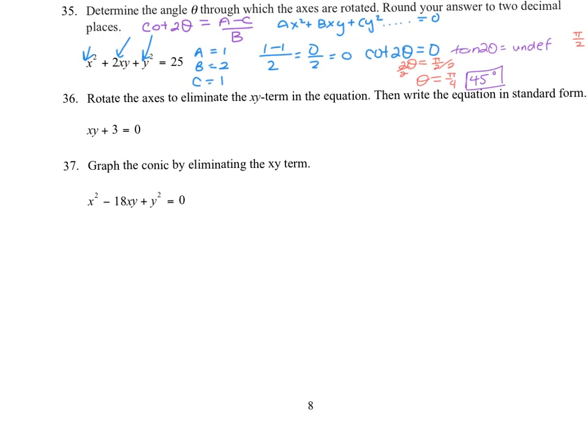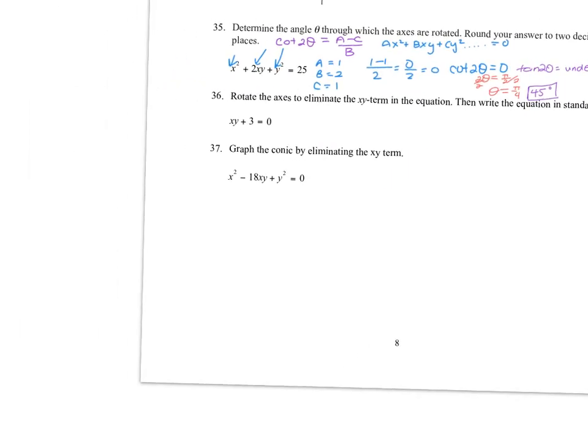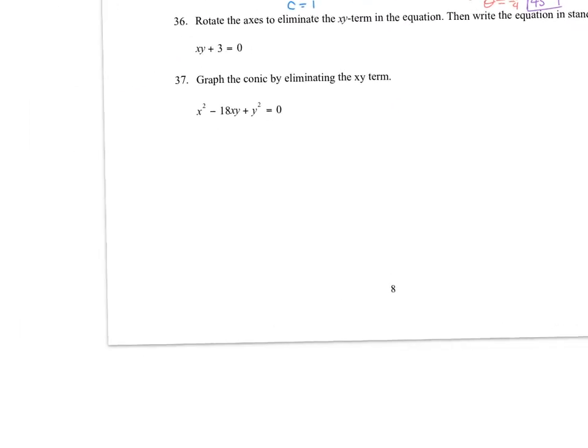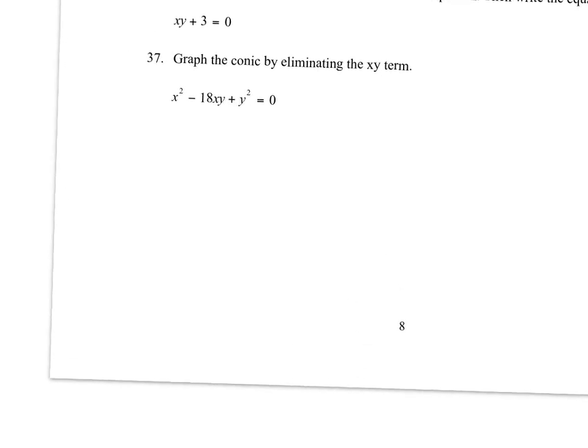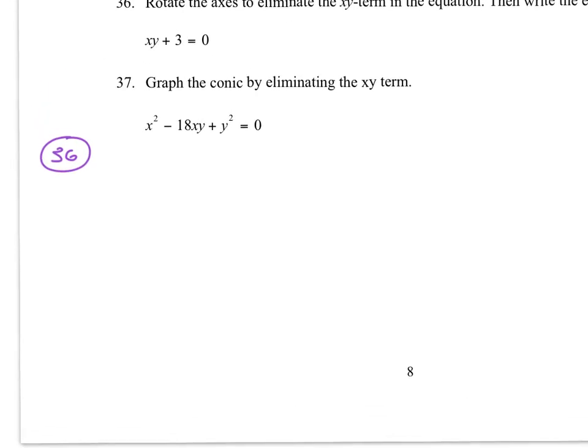The next one says rotate the axis to eliminate the xy term in the equation, and then write the equation in standard form. So now I'm going to do 36 and 37 here a little bit on the bottom, so that they are both rotation of the conics. Okay, this is a little bit more work. So this is another one that's going to count for double the point value.